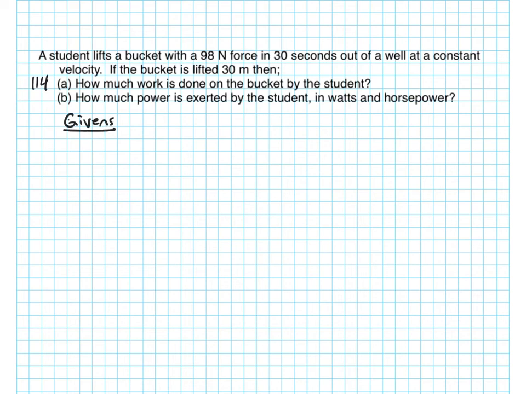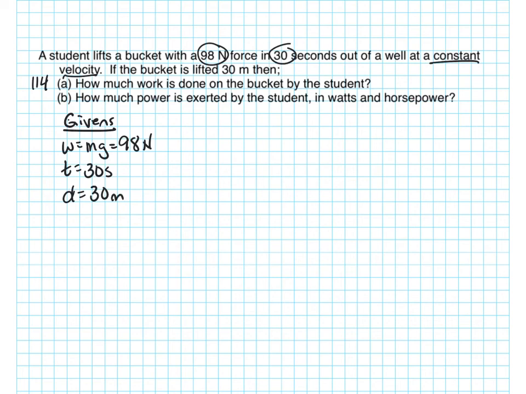So our givens. What I know is that the weight of the bucket, which is equal to mg, is equal to 98 newtons. All right, that's right here. I know the time is 30 seconds. It moves at a constant velocity. That's important. That means the force it takes to lift the bucket is equal to the weight of the bucket. So 98 newtons is not only the weight, but it's also the force that's used to lift it because it moves at a constant velocity. If the bucket is lifted 30 meters, all right, so there's a distance that it moves. It's 30 meters. How much work is done?